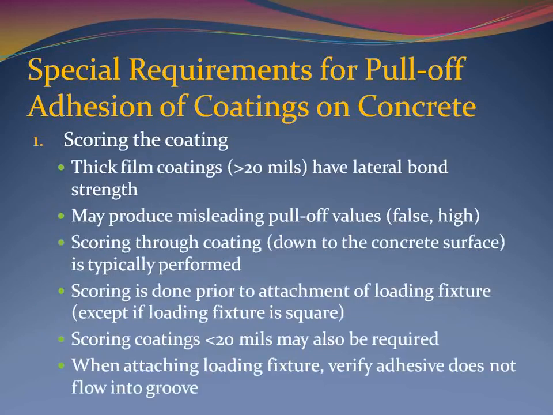First, we'll discuss scoring of the coating. Thick film coatings greater than 20 mils may have lateral bond strength, which can produce misleading pull-off values. Therefore, you will likely need to score the coating down to the concrete prior to attaching the loading fixture. Scoring a coating on concrete that is less than 20 mils in thickness may also be required. Scoring can be done by hand if the coating is thin enough. For very thick coatings, a mechanical method of scoring the coating may be required.